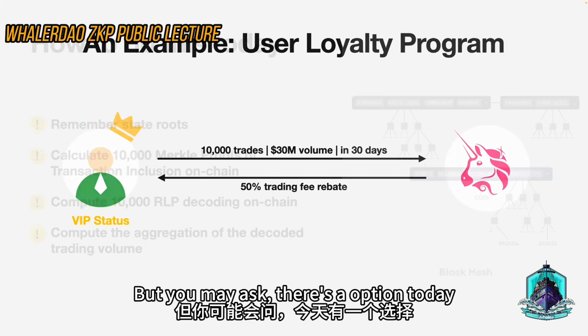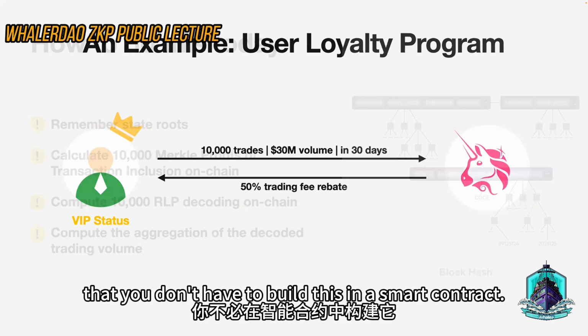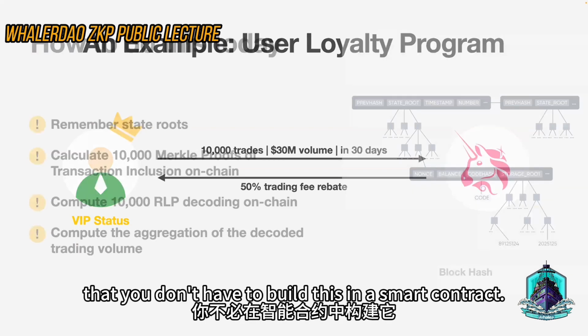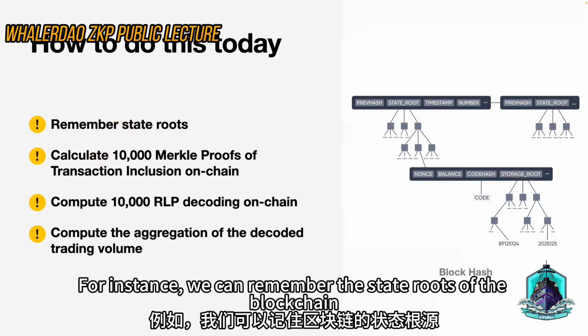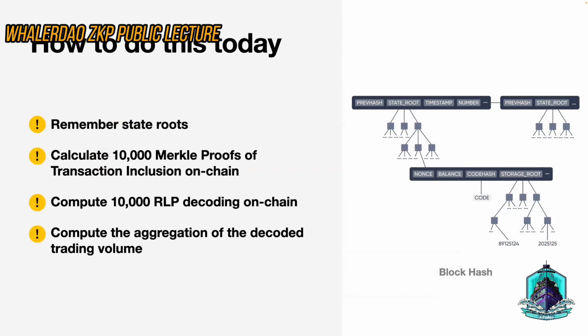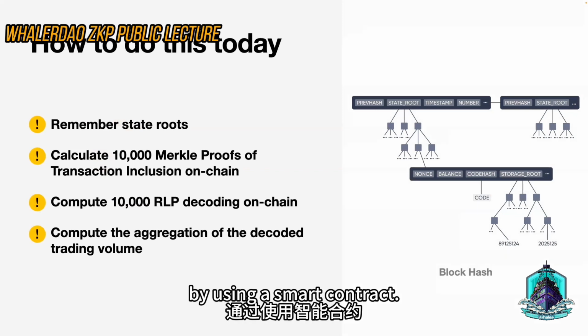But you may ask, there's an option today that you don't have to build this in the smart contracts. For instance, we can remember the state roots of the blockchain by using a smart contract.